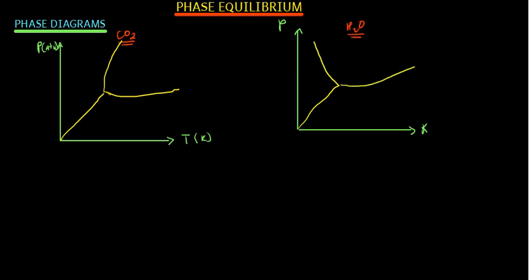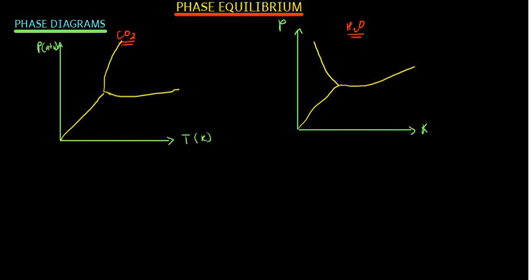So the difference is for carbon dioxide, this slope is positive. So it makes a line which is like this. But for water, the slope is negative. This slope here. Alright. Now, what are some things that we can learn from this diagram? The phase diagram for water and the phase diagram for carbon dioxide.